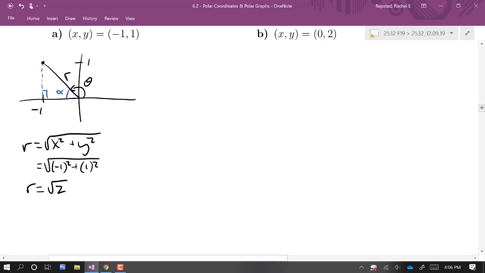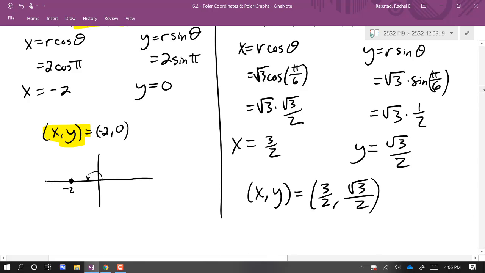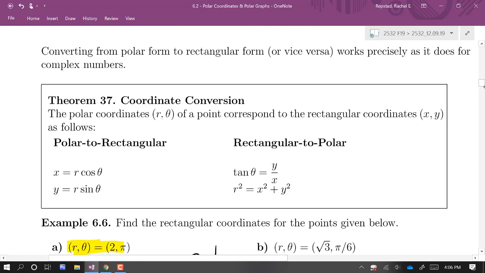I'm going to scroll back to the previous page real quick in this theorem. When we go from rectangular to polar, they say tan theta is y over x. Of course, we want to use that to find theta. So tan theta equals y over x. That's true no matter what theta is. We are probably pretty familiar with the fact that our calculators are a little finicky when we use the inverse tan function. So that's why we always state the result in this way.